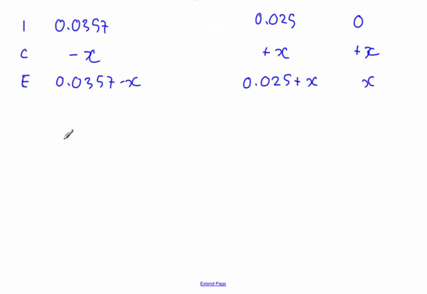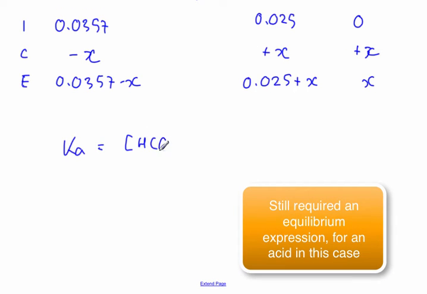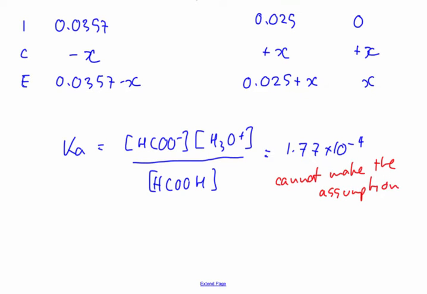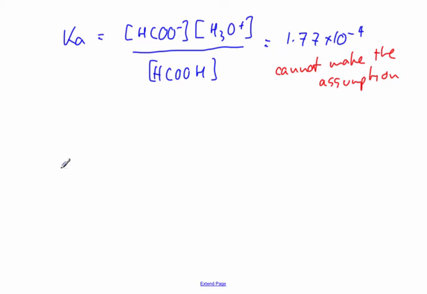You write an equilibrium expression, Ka, for methanoic acid, and there's the actual Ka value, 1.77 times 10 to the minus 4. We cannot make the assumption on this one because when you divide initial concentration by the K, you get an answer of about 140. So that means we have to go through the long, arduous process of finding a quadratic equation and then solving that quadratic equation.